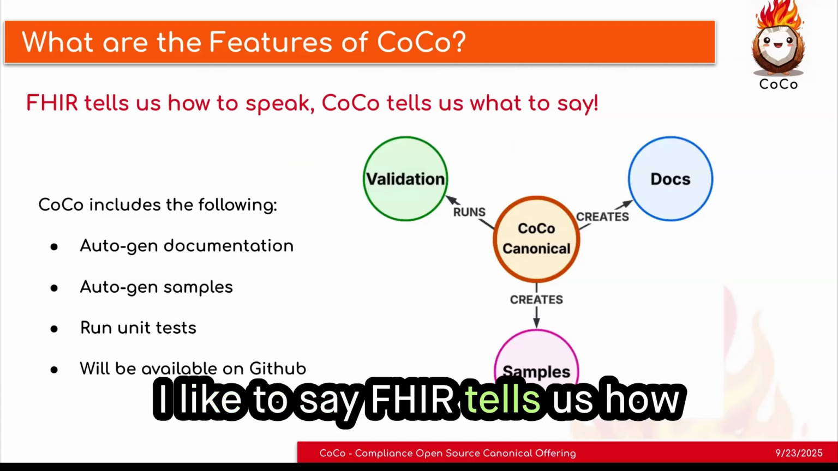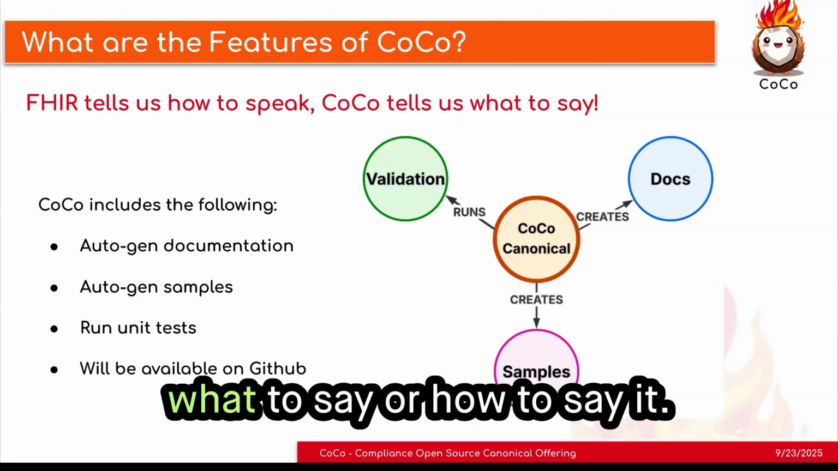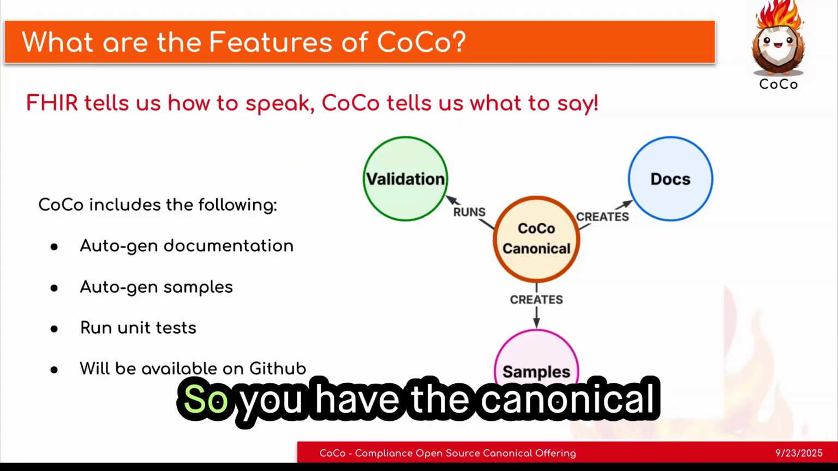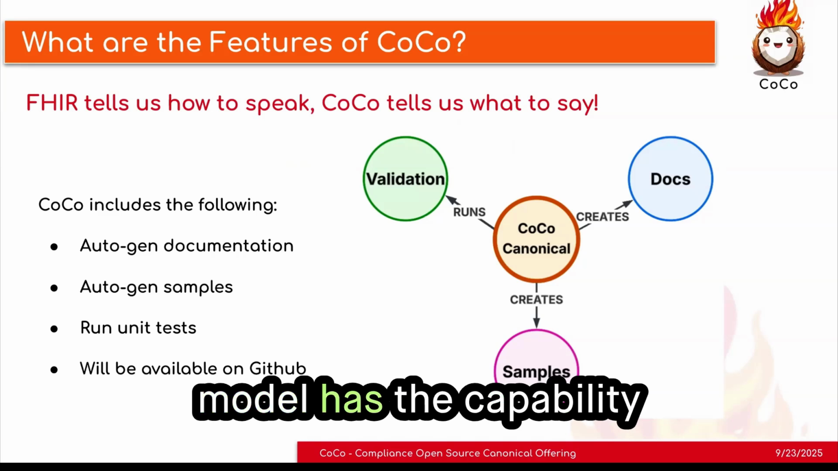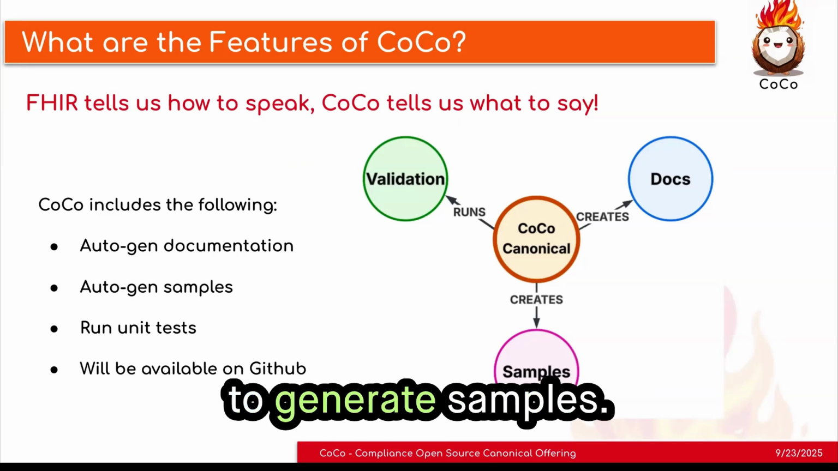So what are the features of CoCo? I like to say FHIR tells us how to speak, but CoCo tells us what to say or how to say it. So you have the canonical model in the middle, and that canonical model has the capability to generate samples.